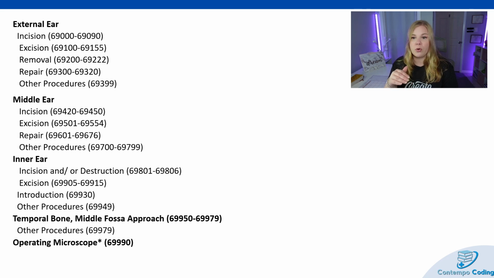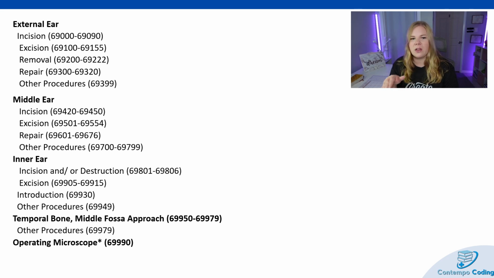Then we have our temporal bone middle fossa approach. And actually included in this at the very, very end of the section, 69990 is that operating room microscope code. And that kind of comes in right at the end there. They kind of throw it at the end almost of the ear section. And that is the code we talked about.